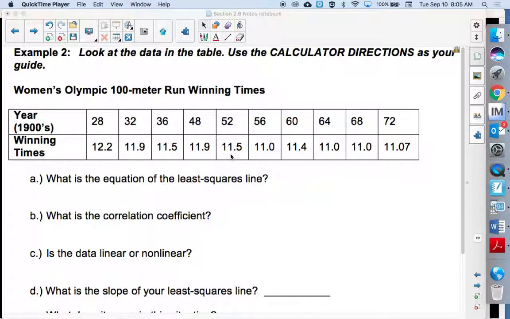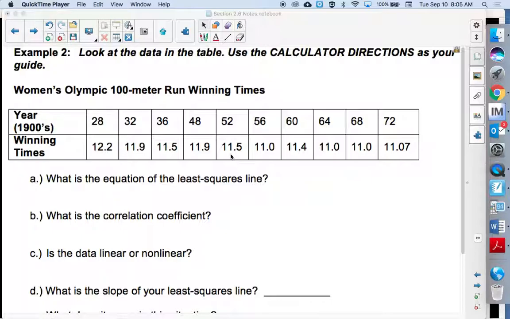So the table gives us information about the women's Olympic 100-meter run and the winning times of that 100-meter run. And then it has the year with the 1900s. So 28 really means 1928. We're going to use 28 though in the problem. We're not going to use 1928. And then it has 32, 36.